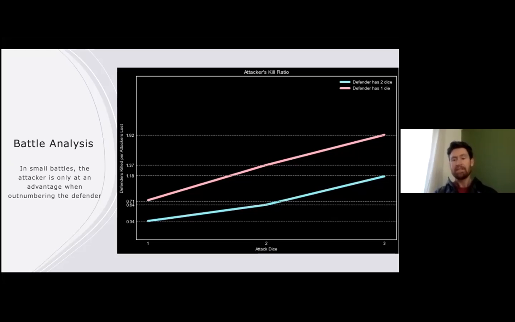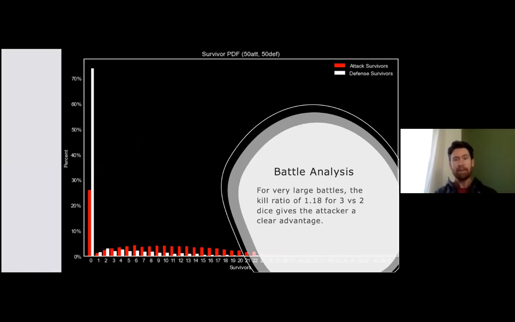So the teal color is the defender having 2 dice, and on the x-axis is the number of attack dice. So you can see on the far right of the teal, at 3 attacker dice and 2 defender dice, the attacker has an advantage. They have a kill ratio of 1.18. So 1.18 of the defender's troops are taken for every 1 of the attackers.